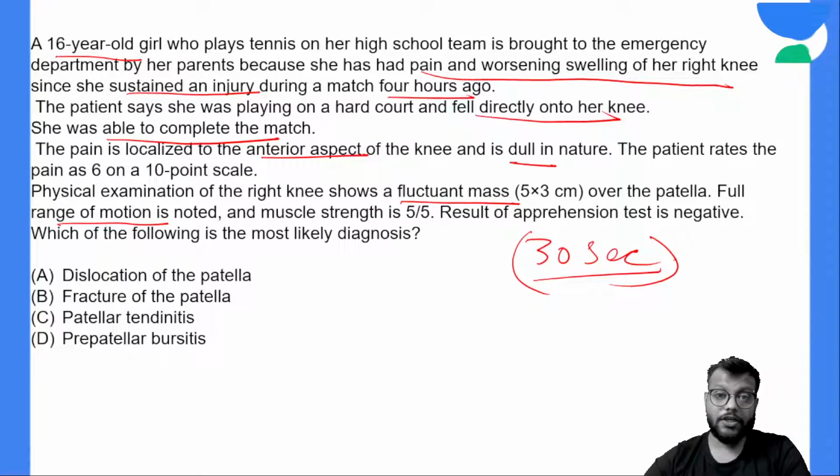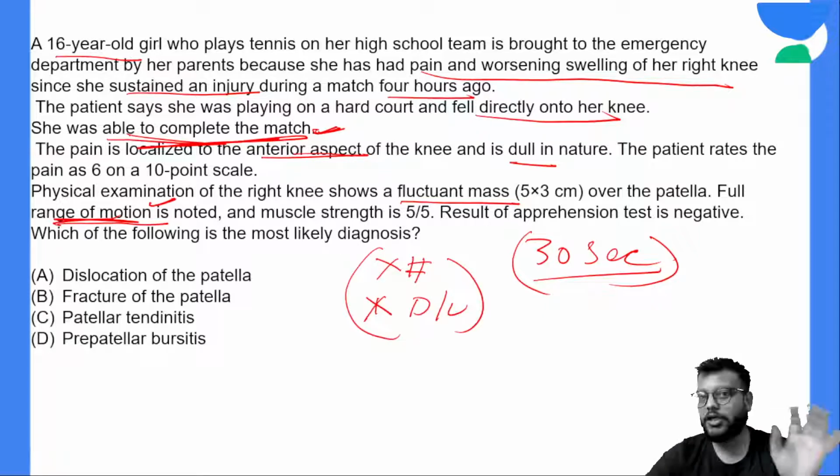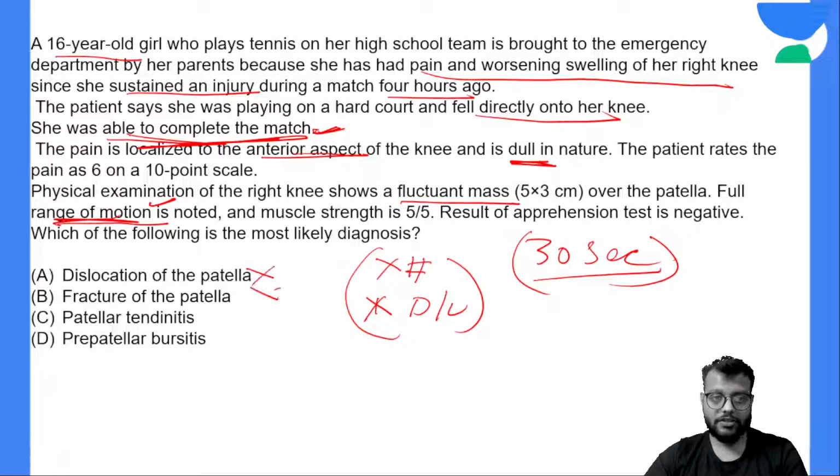Okay, so it is a 16-year-old girl, there is acute injury directly onto the anterior aspect of the knee, and the important thing is that she is able to complete the match and there is full range of motion. That means there is no fracture and no dislocation, because in fracture or dislocation you will not be able to do the movement, especially you will not be able to complete the match, and pain is not dull in nature. So dislocation is not the answer, fracture is not the answer. Now the answer is between patellar tendinitis and prepatellar bursitis.